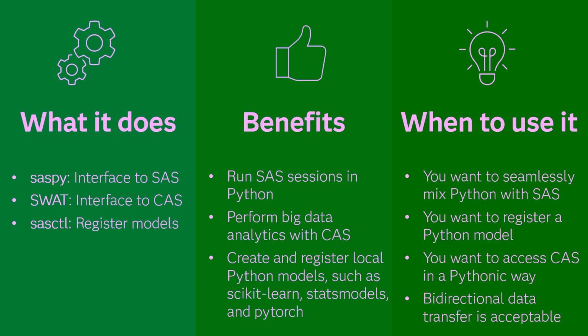This is great if you create something like an XGBoost model. You've got to get that into the model manager. SASCTL handles all of that for you. This is probably the best when you're OK with bidirectional data transfer. As far as I'm aware, there's not really an easy way to stop somebody from taking data that you've connected to with, for example, SASPy and just pulling that down to your server. So if you're going to be using this, make sure that it's well governed and also probably on a secure server, like a terminal server somewhere. But if that's OK, then I wouldn't really worry about it.